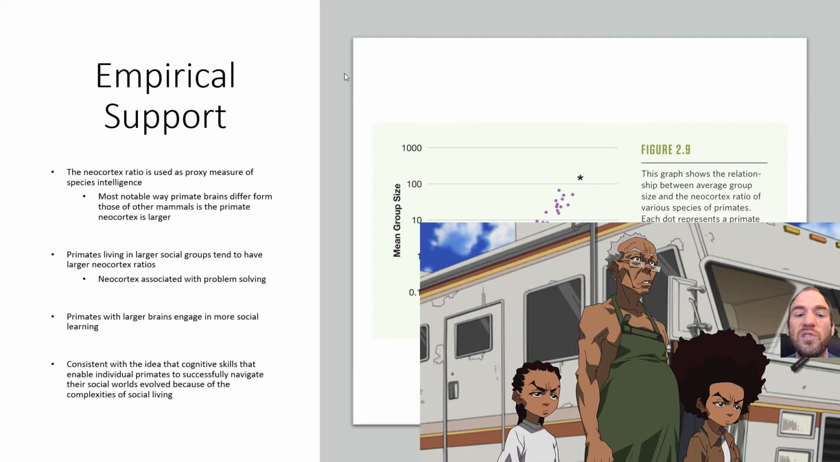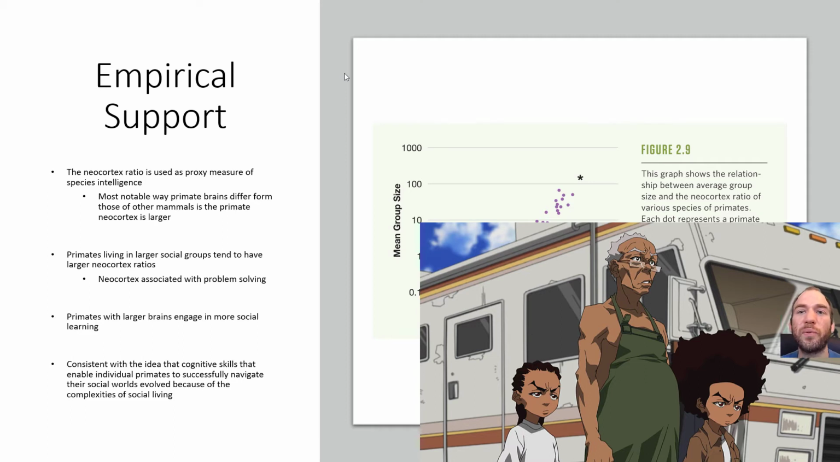The neocortex is associated with problem solving. Primates with larger brains engage in more social learning, consistent with the idea that cognitive skills that enable individual primates to successfully navigate their social worlds evolved because of the complexity of social living. So, kind of put it all together here.